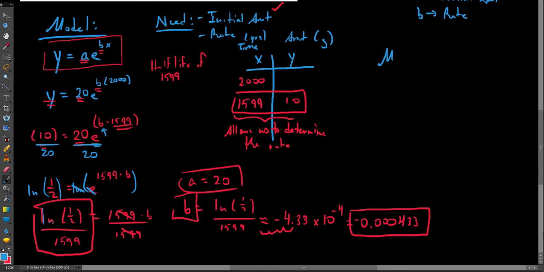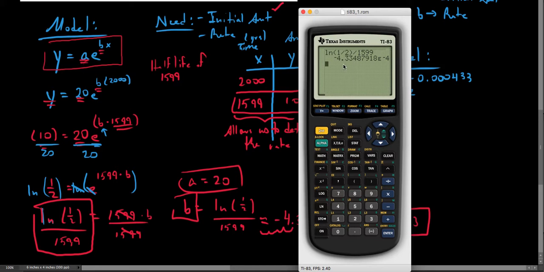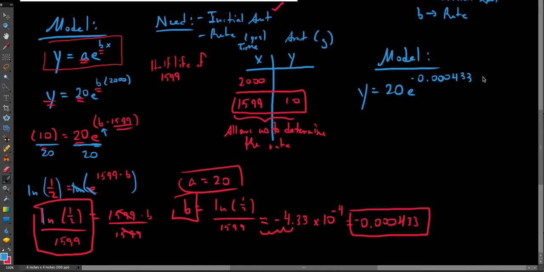We are going to rewrite our model, and in this case, we're going to write it in where we know the initial quantity, 20, or 20 grams. And this is e to the negative 0.0004335, and as a matter of fact, I need one more non-zero digit, so 4335. And this is times x.